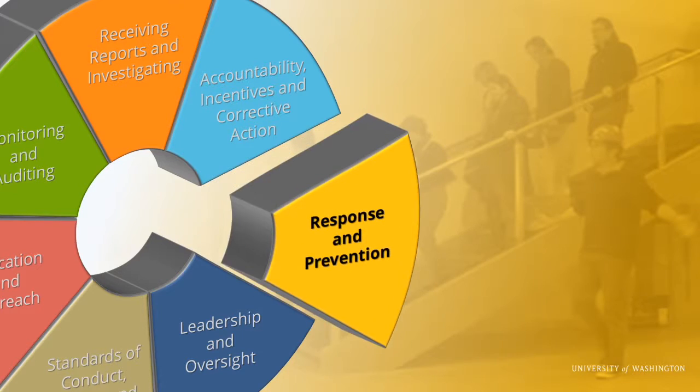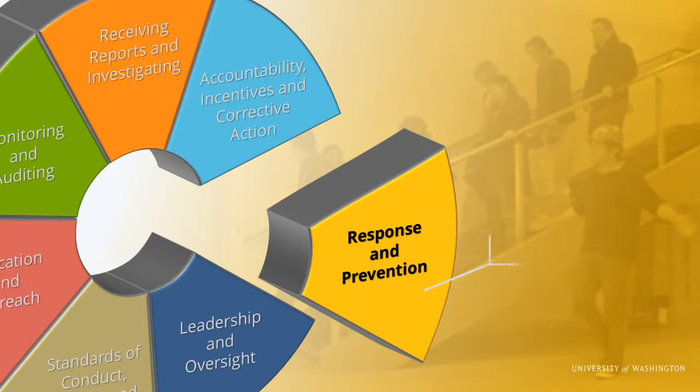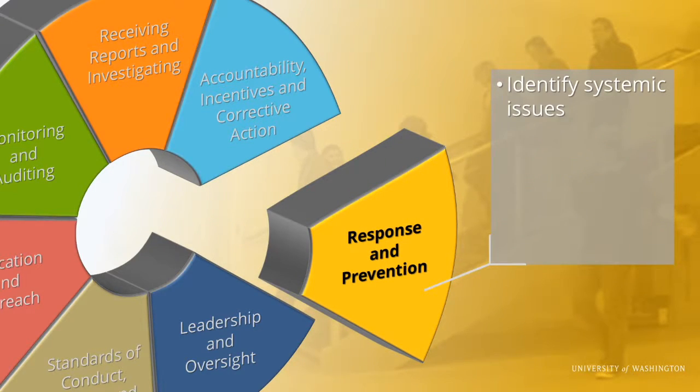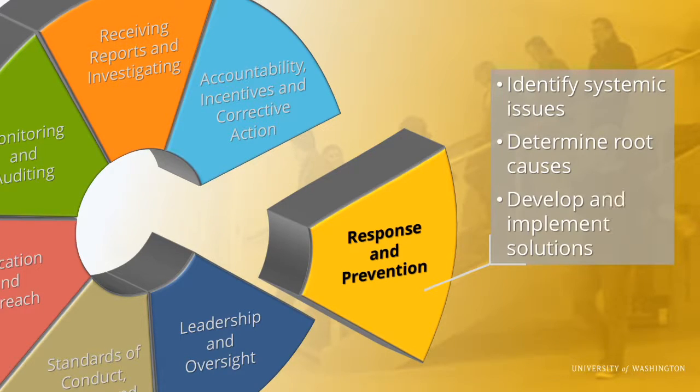The final element, response and prevention, allows systemic issues to be identified, root causes determined, and appropriate solutions developed and implemented. University leaders are engaged to resolve situations that are too big or too pervasive to be addressed at the department or unit level. The institution takes lessons learned in one area to create best practices that are shared across the university.